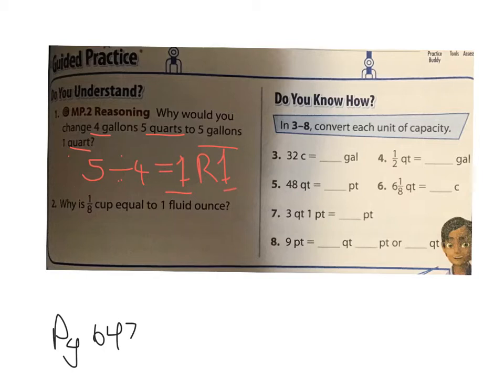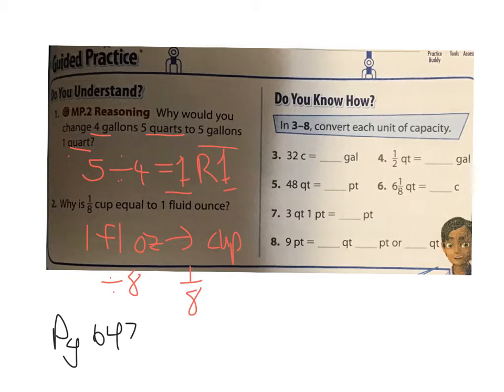Why is 1/8 of a cup equal to 1 fluid ounce? Well, because if you think about it, if you just have 1 fluid ounce, and we're changing it to cups, what we're going to do is divide by that factor of 8, because you're going from a smaller unit to a bigger unit. Divide by 8. So it's going to be 1/8.